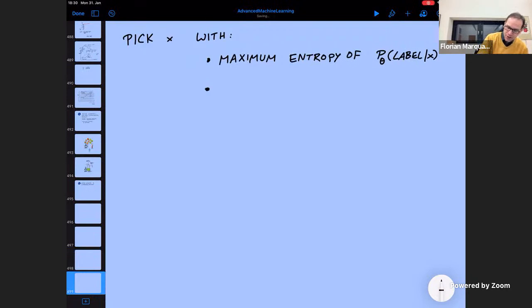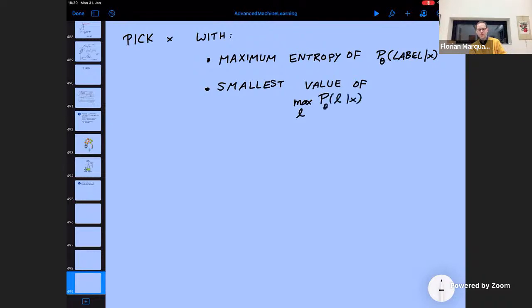The large uncertainty here corresponds to a small value of the maximum probability. So you maximize your probability over all labels, and then you check out all the possible images X and see where this one is smallest.